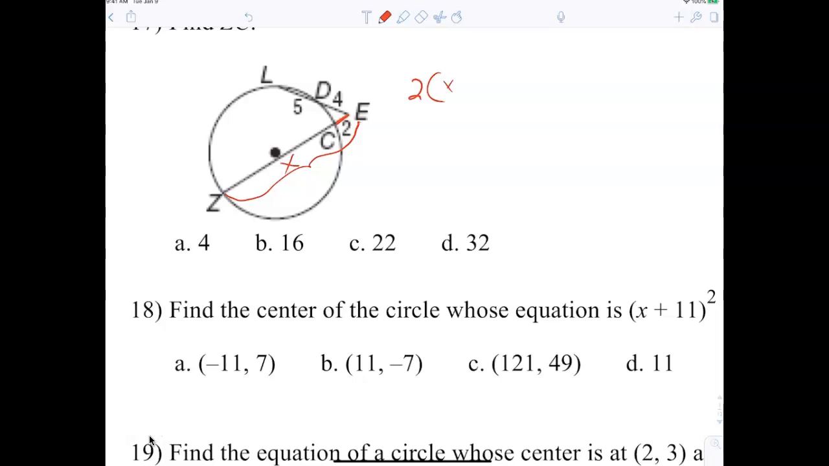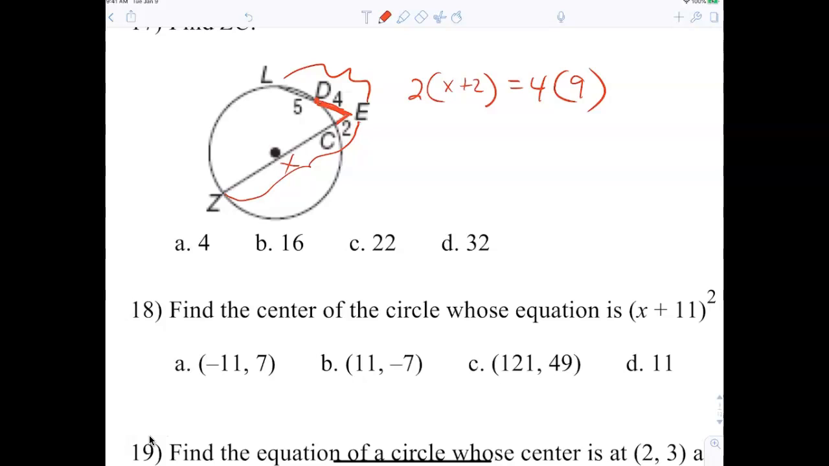So it would be x plus 2 is equal to the same thing. The outside, which is what? 4 times the whole length, which is what? 9. All right, that's just kind of an additional rule.